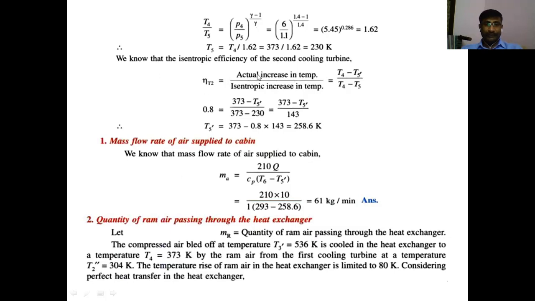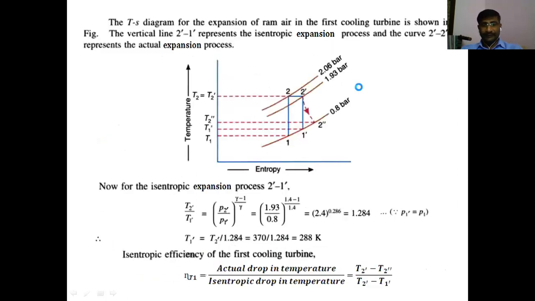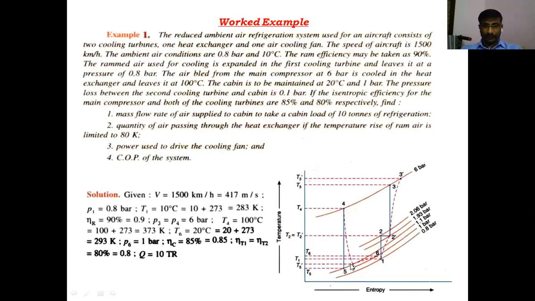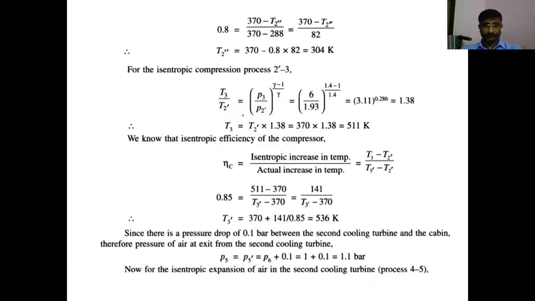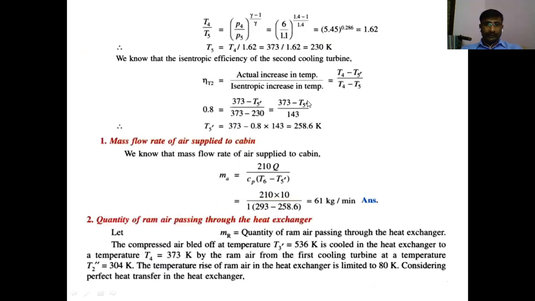Actual increase, not increase, it is actual decrease in temperature divided by isentropic temperature drop. Actual temperature drop divided by isentropic temperature drop: T4 minus T5 dash by T4 minus T5. I will explain again from the TS diagram. T4 minus T5 dash divided by T4 minus T5 is the formula for isentropic efficiency. In this, the only unknown parameter is T5 dash. By using this equation, we can find the temperature after actual expansion in the second cooling turbine, which is 258.6 kelvins. Clear? These are the temperatures at each point of the cycle.